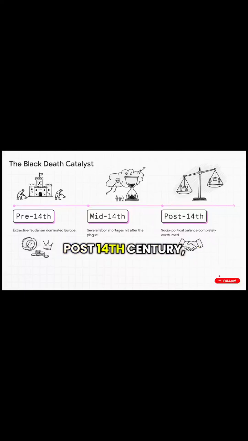Moving into the post-14th century, this extreme scarcity of labor meant the old socio-political balance was totally broken. The lords needed the peasants more than the peasants needed the lords. But here is where the historical narrative gets really fascinating. Take a look at the radically divergent outcomes from the exact same plague. In Western Europe, the peasants were relatively organized. They realized they had leverage, and they used it to demand lower taxes and more rights, effectively spelling the end of extractive feudalism in the West.